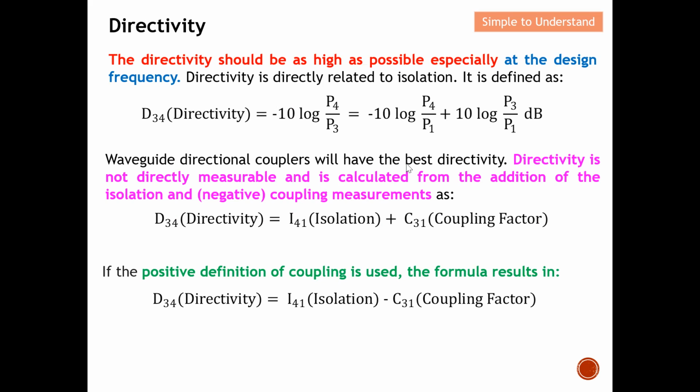Waveguide directional couplers will have the best directivity. Directivity is not directly measured, and is calculated from the addition of the isolation and the negative coupling measurement. You can only calculate it, not measure it. The directivity is simply I41, which I mentioned earlier on, which is the isolation loss plus the coupling factor. By summing these two, I will have the directivity.